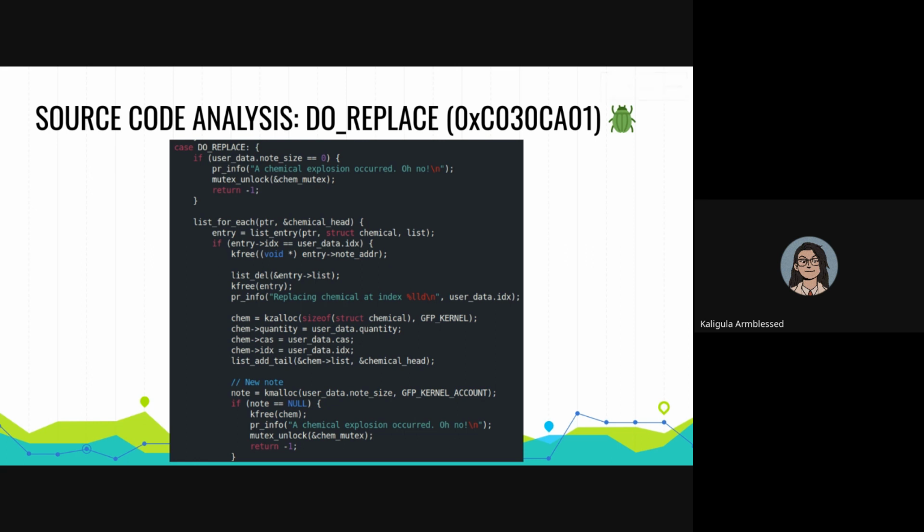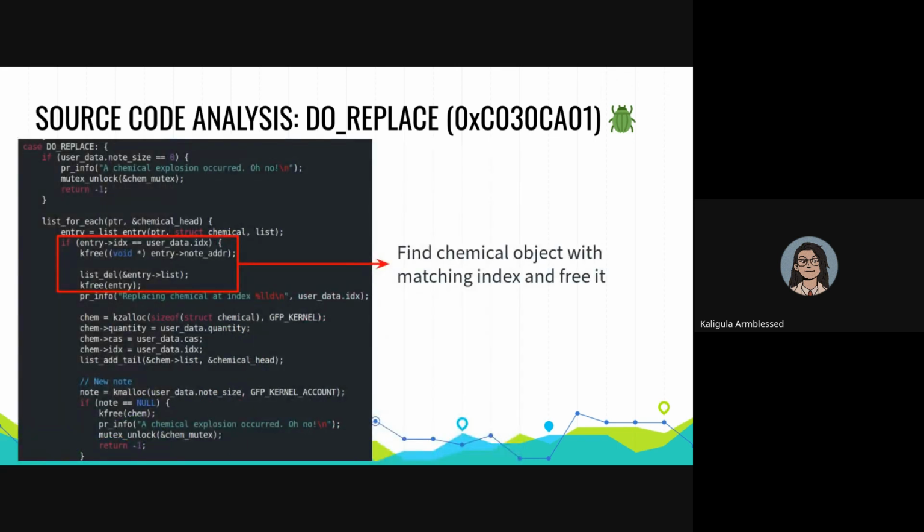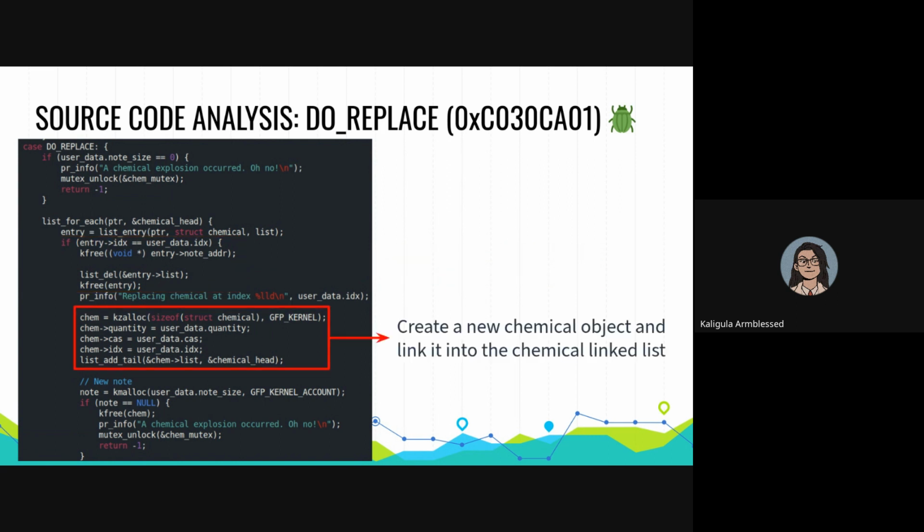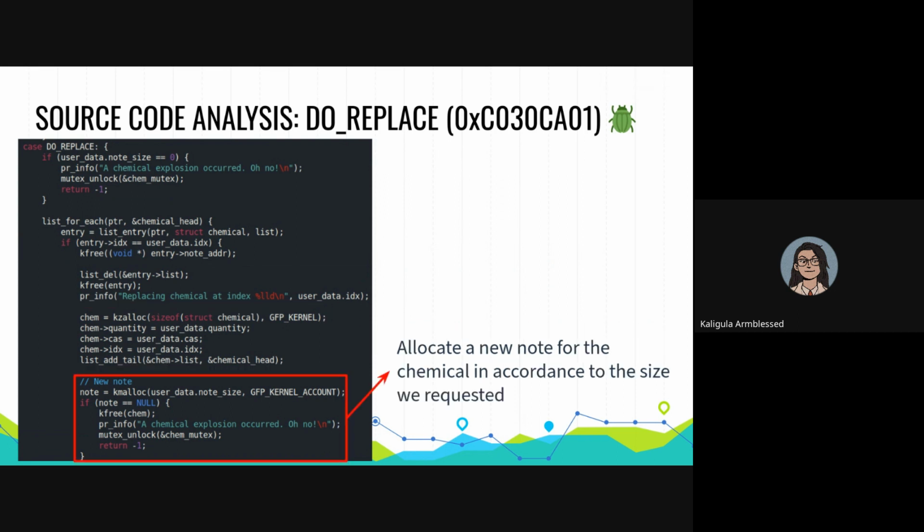Okay, so let's go through this in greater depth. First, we will find the chemical object with the matching index, and then we'll free that object. Afterwards, we create a new chemical object, and then we link it into the linked list. Note that once this object is allocated, it will be immediately linked into the linked list, even though the node has not been created. Afterwards, we will allocate a new node for this chemical in accordance with the size that we requested. For example, if I requested a size like 20, then it will kmalloc 20, and that will be considered the node for that object.